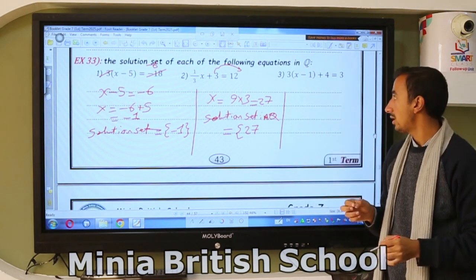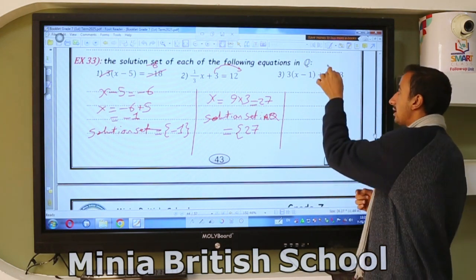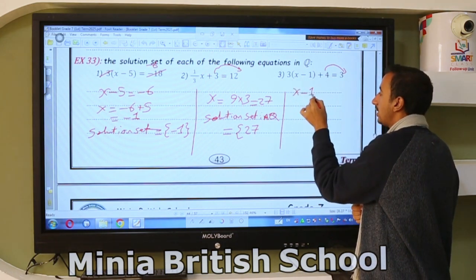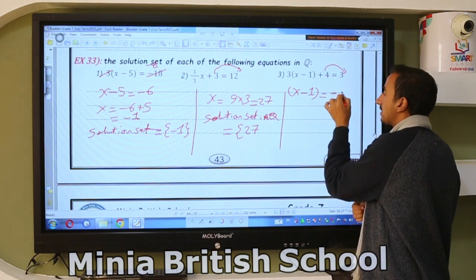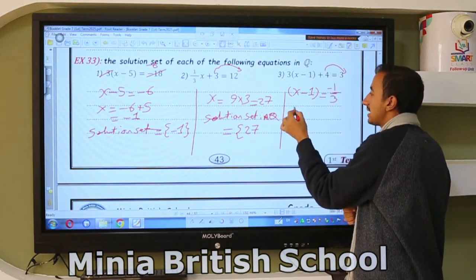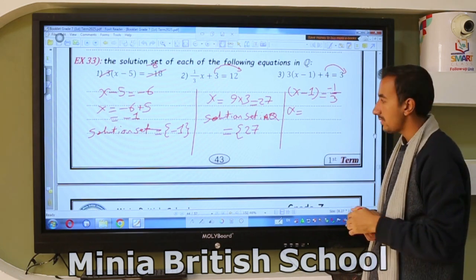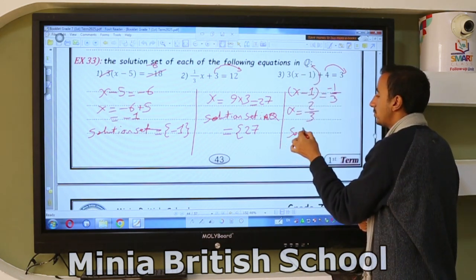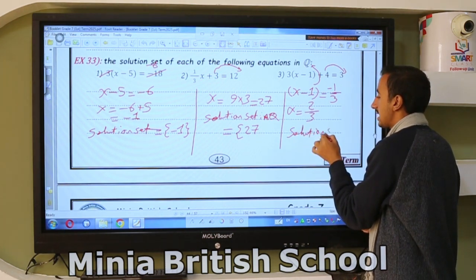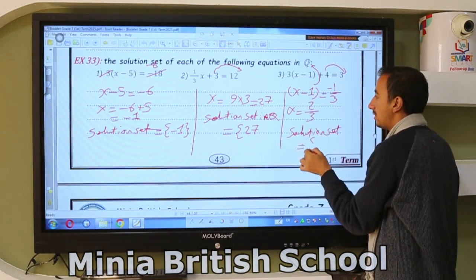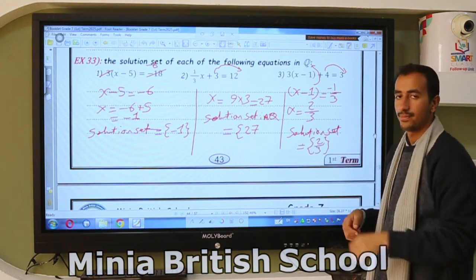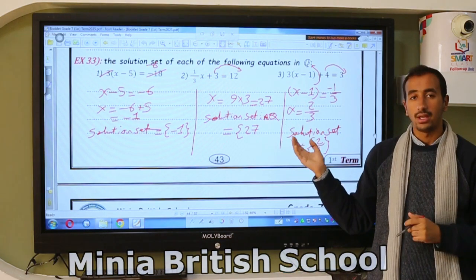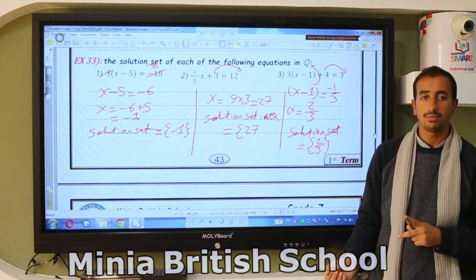The same here. 3 times (x minus 1) plus 4 will be 3. 3 minus 4 is negative 1. So 3 times (x minus 1) equals negative 1, so x minus 1 equals negative 1 over 3. So x equals 2 over 3 inside Q. So the solution set in Q is 2 over 3. Is it clear? Good. That's our final revision for the first term algebra, grade 7.